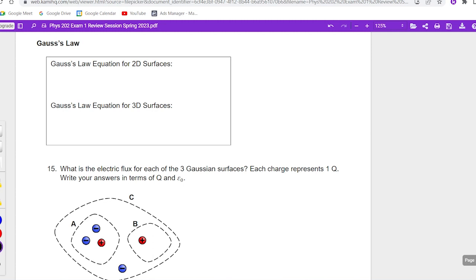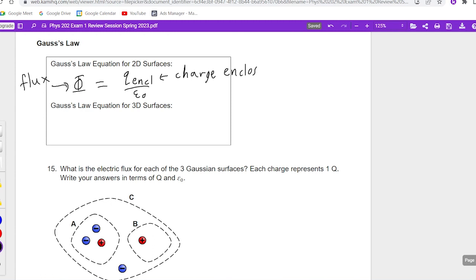Honestly, I don't even know why I grouped this into two different kinds of questions, the 2D surfaces versus 3D surfaces, but if you have a 2D surface, like number 15 is going to be, then you're probably just going to use the equation flux equals charge enclosed over epsilon naught. That is the equation for flux, which I'll explain in a second. And that is the charge enclosed.